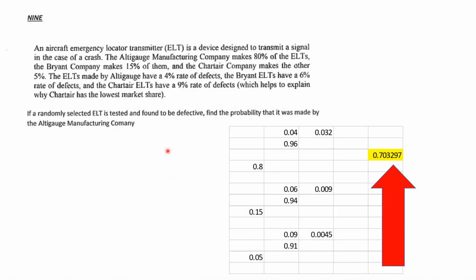Number 9 was a Bayes formula thing. If you were in company A, 80%, and the failure rate was 0.04. If you were in company B, they had 15%, and the failure rate was 0.06. And company C was 5% of the market, and the failure rate was 0.09. So you get these 3 numbers. So we take the first one, which was the question that was being asked, 0.032, and divide it by the sum of these 3, and you get that that is going to be 0.703297.